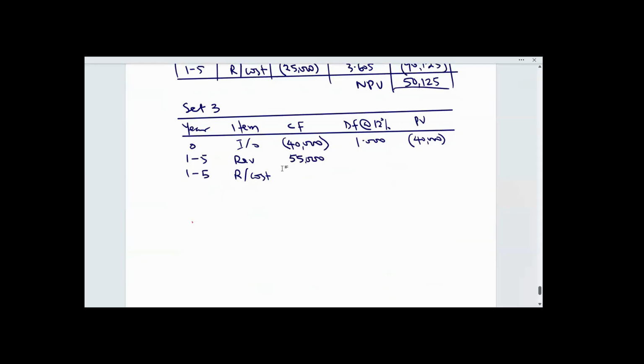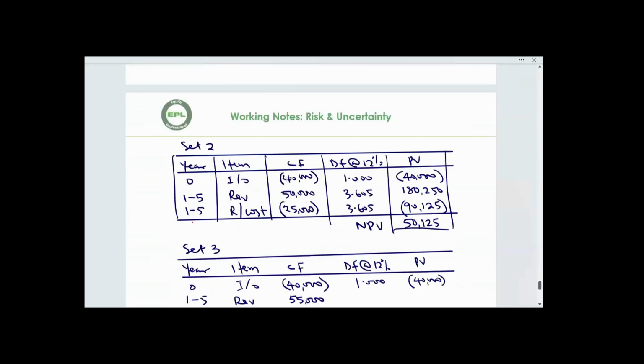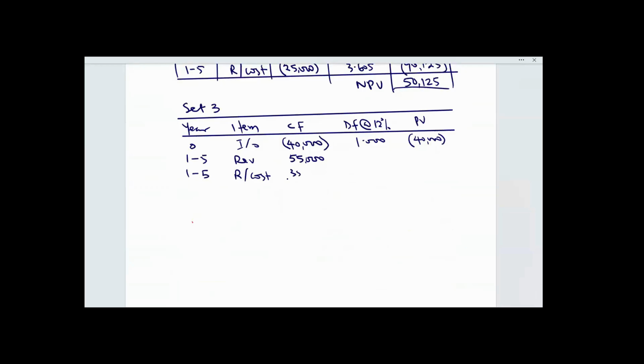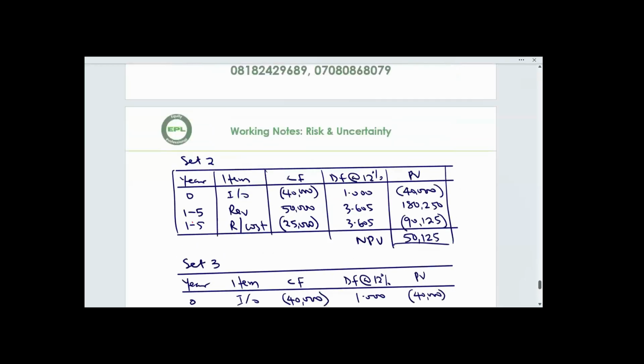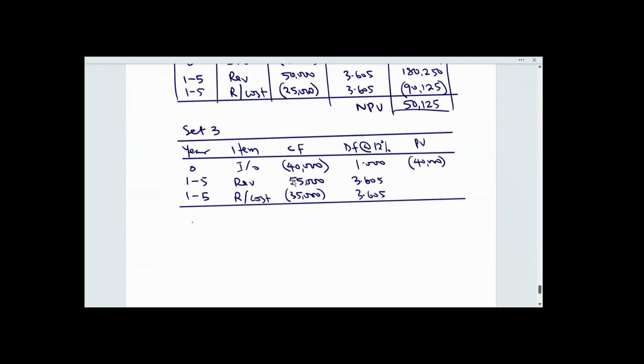Then running cost. What's the tag number for set 3? 94. So you trace it to the left. That's 35,000 naira running cost. So here is 3.605. So then multiply. What do you have there? 126,175.